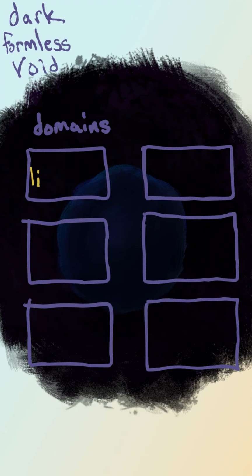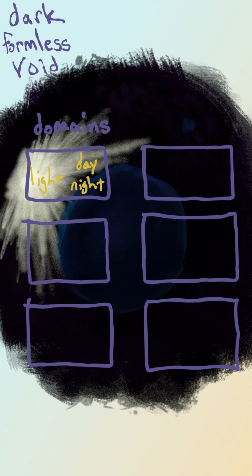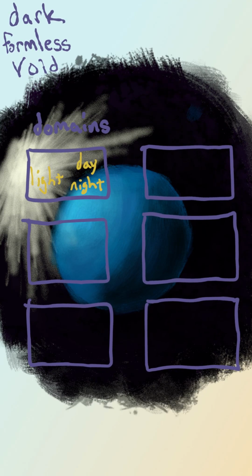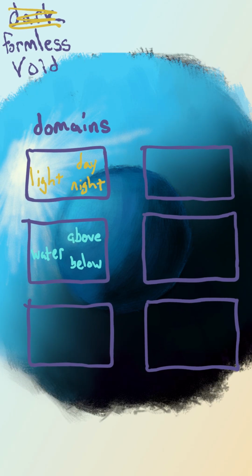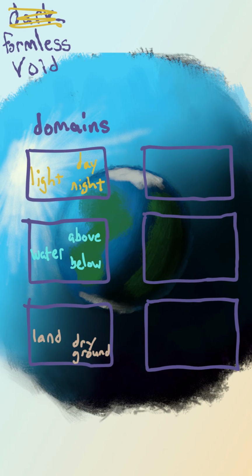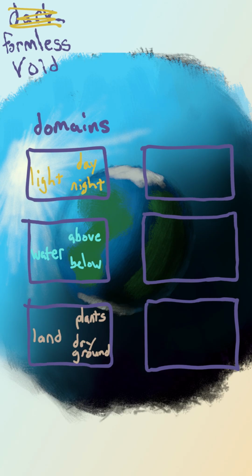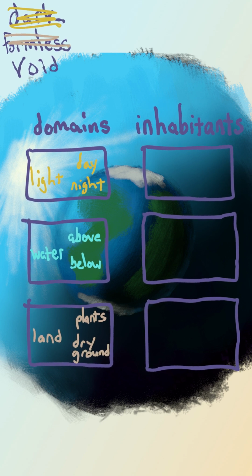Day number 1 is the domain of time, day and night. This is also where he corrects the problem of darkness that is mentioned in the beginning. On day 2, the waters are split into the sky and the sea. On day 3, the land is separated from the sea and plants are formed. By this point, God has solved the problem of formlessness, which brings us to the second set of 3, and the void being filled with inhabitants.